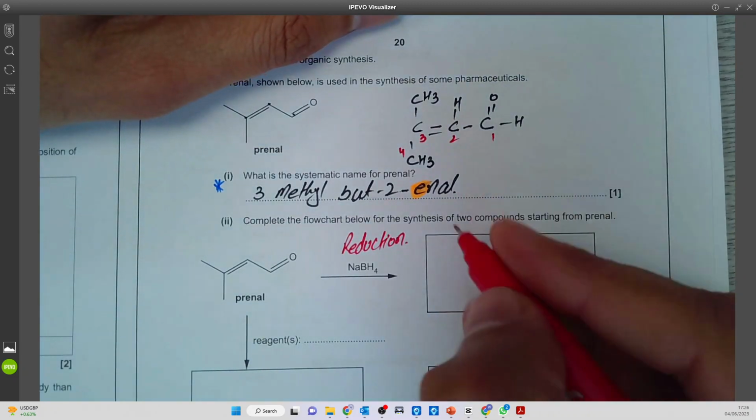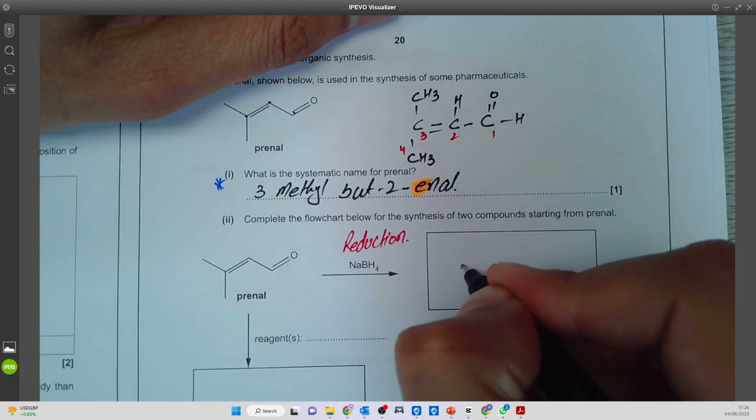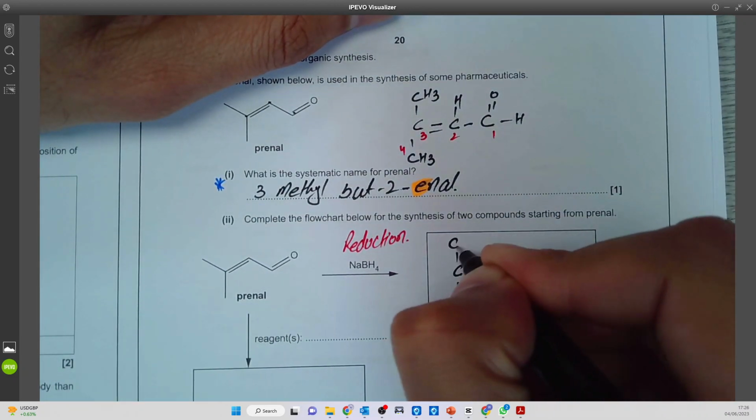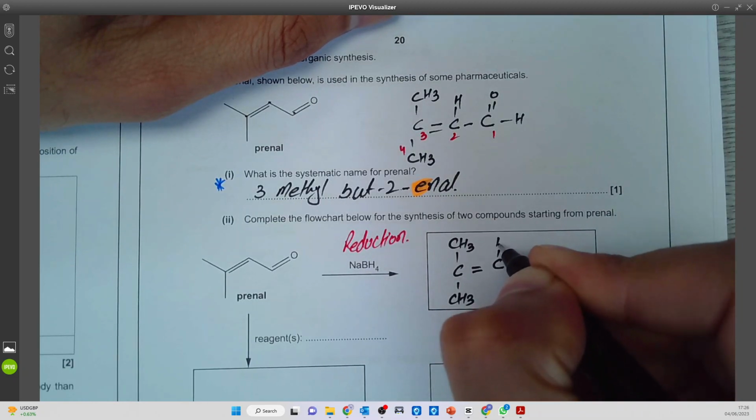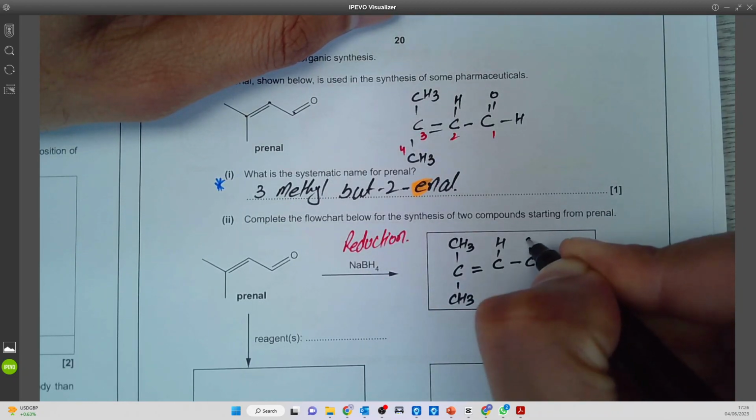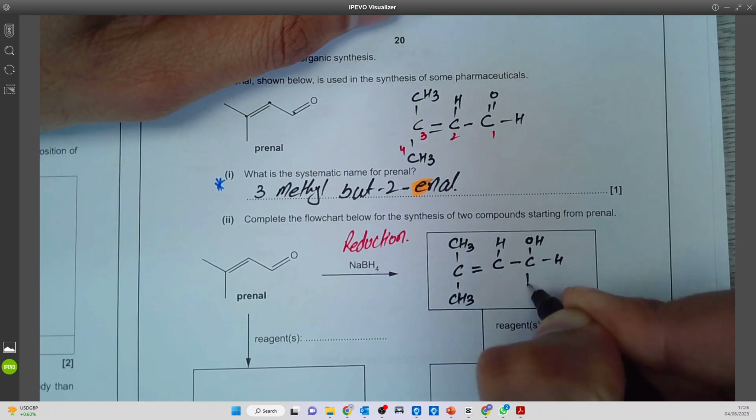So I can draw this. It will be C double bond, here you have CH3, here you have CH3, double bond C, H, C and H.